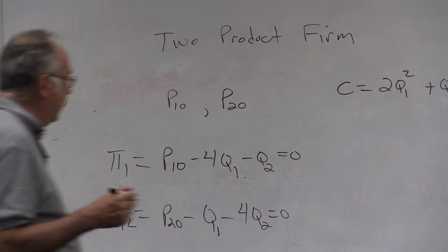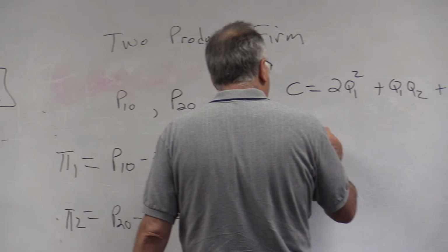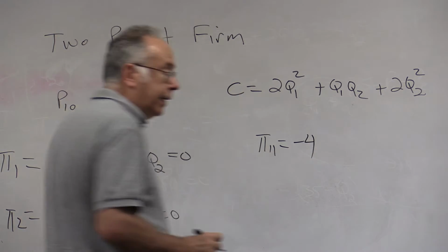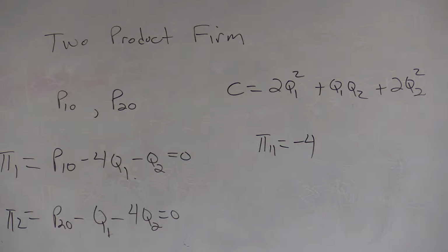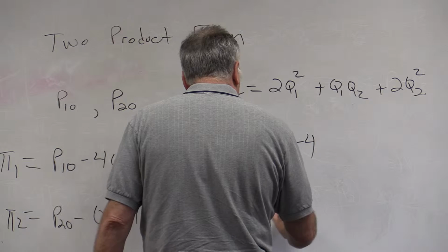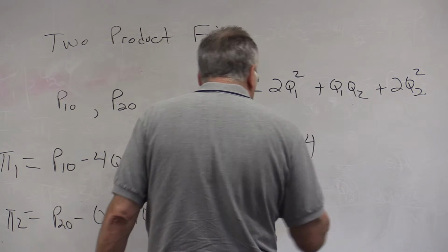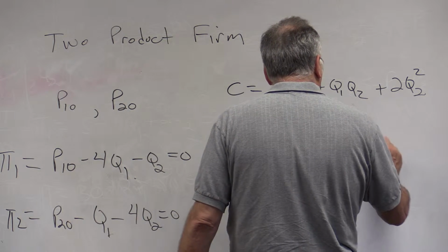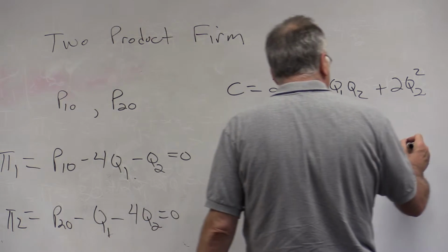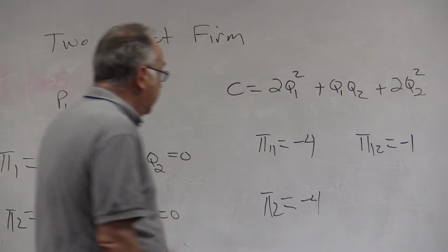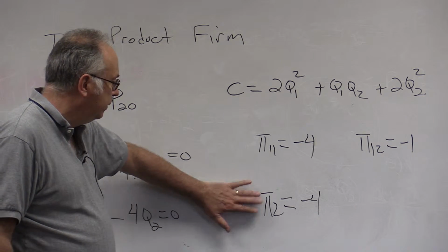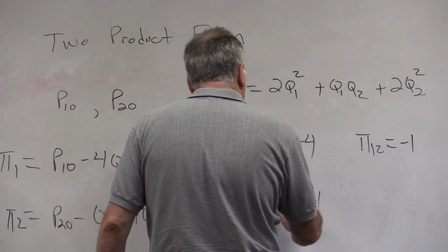Pi 1, 1 then is what? -4. Notice again, it's always -4 for all values of Q1 and Q2. Just a constant function. Pi 2, 2 is? Yep. Pi 1, 2? Pi 1, 2 would just be -1. So this is negative everywhere. That's negative everywhere. So this is a pi 2, 2, excuse me.